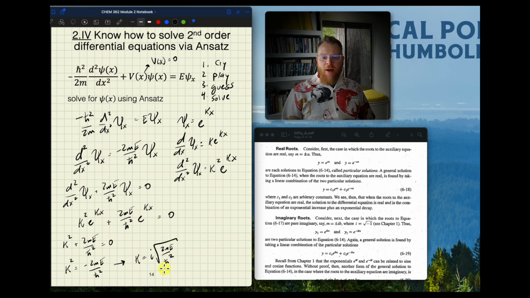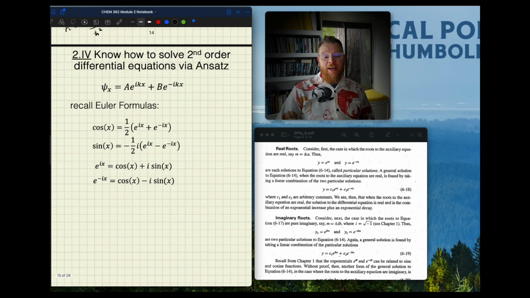And I'm going to call this k prime right here because we already came up with this collection of constants for the letter k. So we'll go on and say that k prime equals i k. And as you can see, that is an imaginary roots situation. And so I'm going to skip straight to the next slide where I've got the solution already written out.